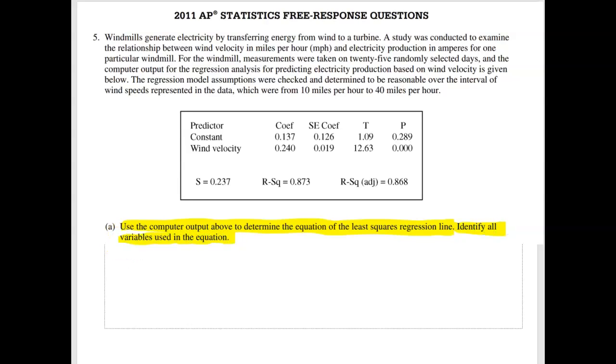So we want you to be able to read the chart. When you read this chart, which is about windmills, you're always going to look at the column that says coefficient. The second thing you're going to look at is the value for constant and the value for wind velocity. So we know y hat is equal to a plus bx.